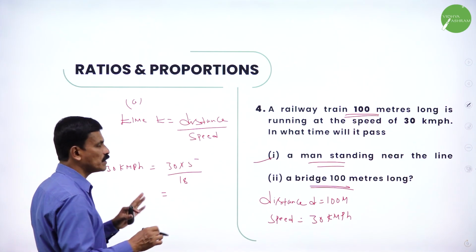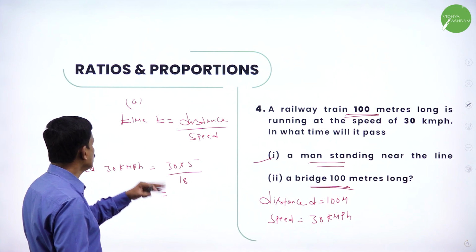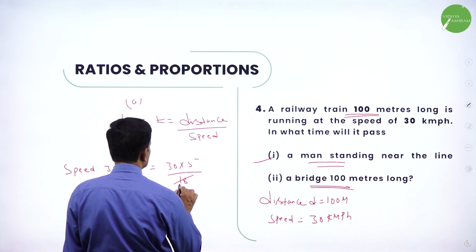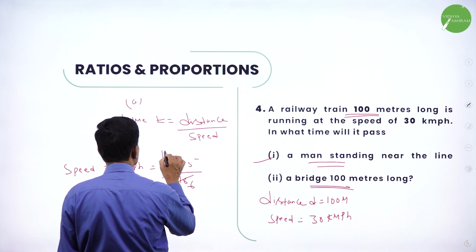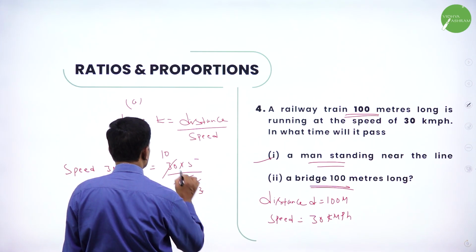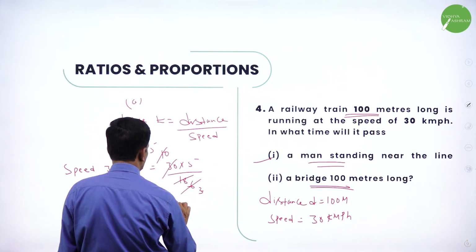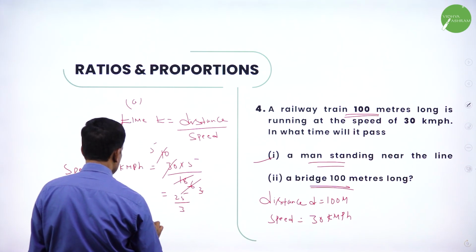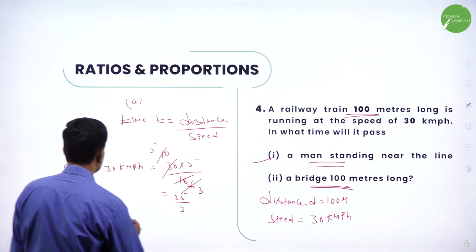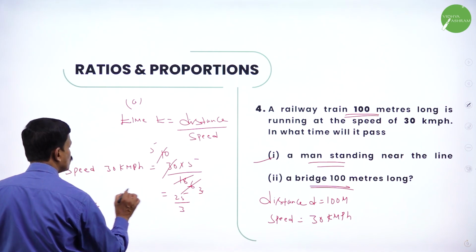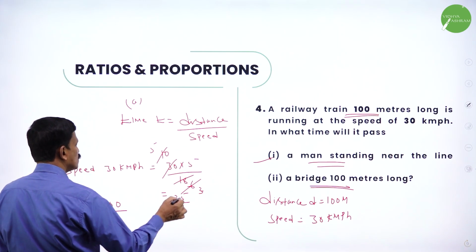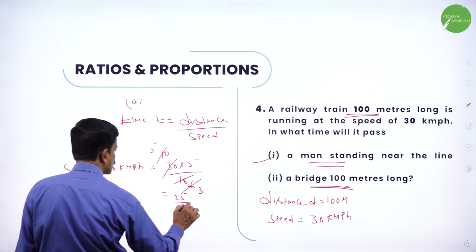Just calculate the speed. 30 kilometers per hour converted into meters per second: 30 into 5 divided by 18. If you divide by 3, 3 sixes are 18, 3 tens are 30. Again, if you divide by 2, 2 threes are 6, 2 fives are 10, that's equal to 25 divided by 3. So the speed is equal to 25 divided by 3. Substitute here. Therefore, for the first answer, the time taken t is equal to distance, 100 meters, divided by speed, 25 by 3 meters per second.